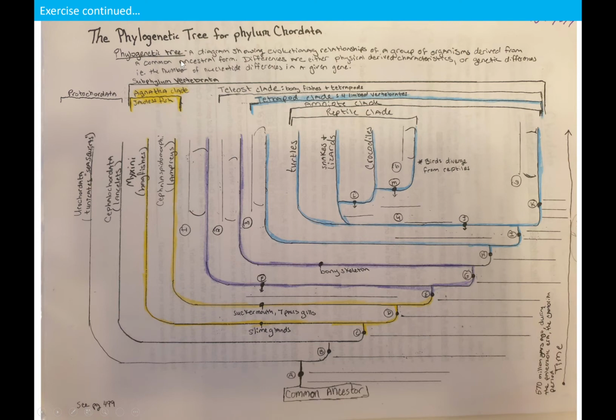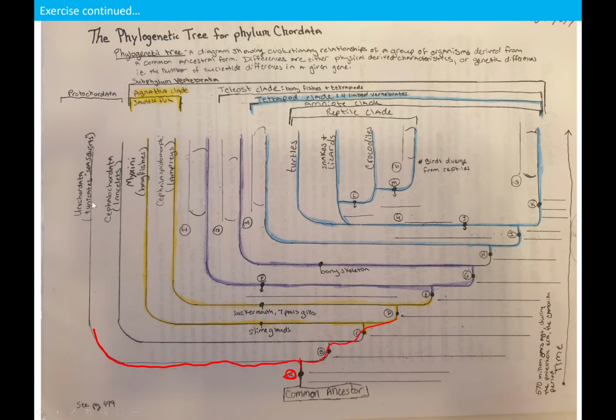Now remember, a phylogenetic tree is a diagram showing evolutionary relationships of a group of organisms derived from a common ancestral form. Differences are either physical, derived characteristics, or genetic differences. So here I'm looking at this phylogenetic tree, and you always want to start at the bottom with the last common ancestor. This last common ancestor gave rise to everything above it on this tree. So here's a characteristic, and this characteristic A here has to be shared by all animals up the phylogenetic tree.